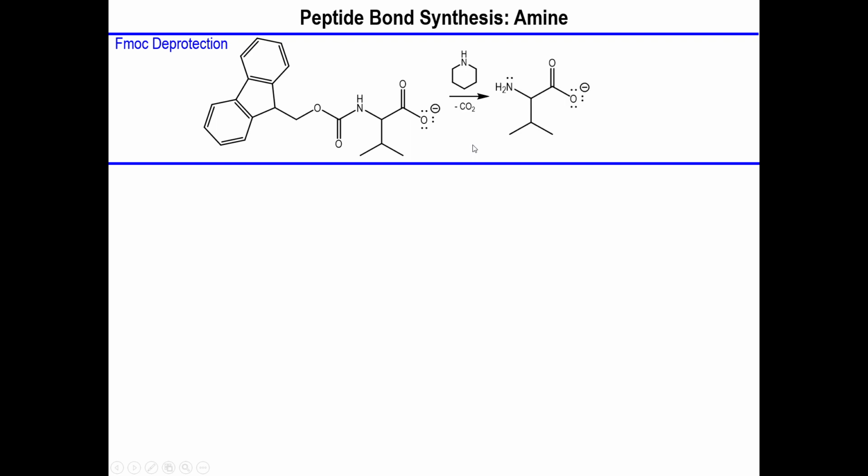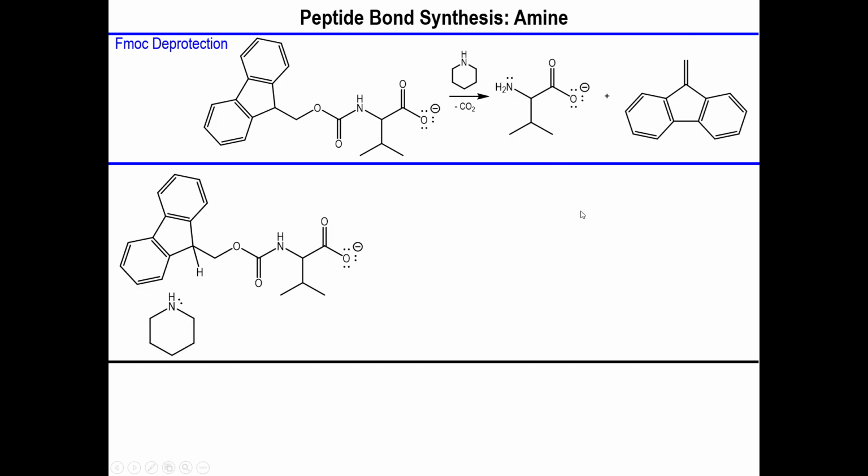What this basically does is it removes that entire group by expelling out CO2 gas like we saw with Boc, but it also produces this fluorenyl or this fluorene byproduct. And I'll show you in a second how that's formed. But what I want you to notice is that formation of this is highly likely because by forming that double bond, the carbon-carbon double bond that didn't used to be there at the beginning, you complete full conjugation throughout the entire ring structure. And that's the incentive for this reaction to happen.